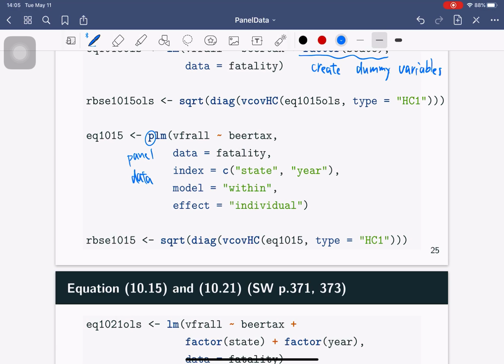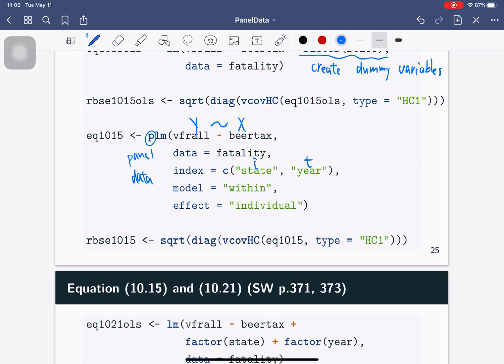And in our example, I should see here, y on the beer tax. Y is the fatality rate. So fatality rate on the beer tax. So we should use these two variables, y on x. And you should define your data, and you should tell R what your time and state are. So here i is state, and t is year. So you should tell R what your i and t are.